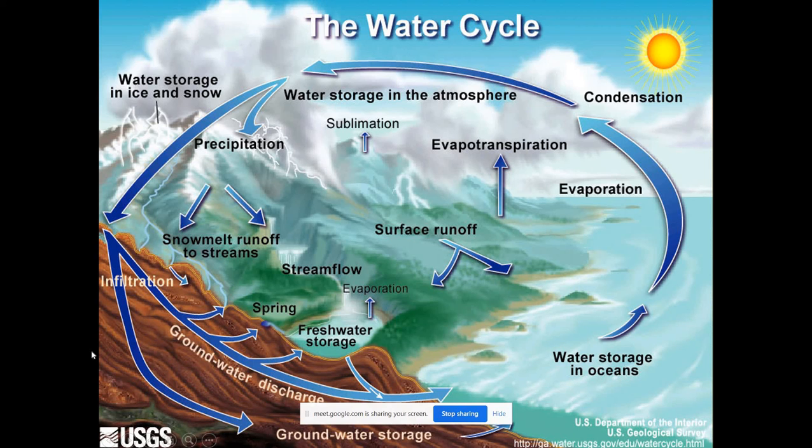Here you can see the water cycle, how water is recycled from one place to another. In the figure you can see water storage in the form of ice and snow. So how is ice melted? It is melted by sunlight or solar radiation, because ice absorbs the solar radiation. It also melts due to global warming.